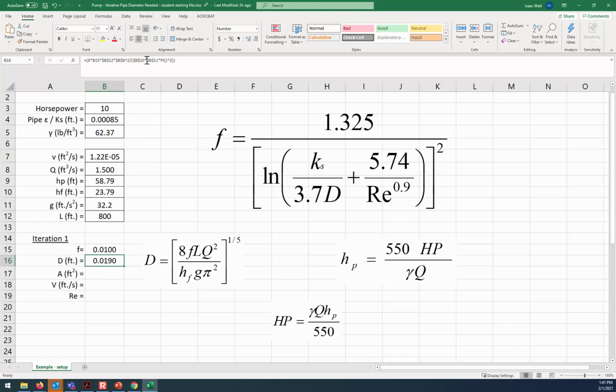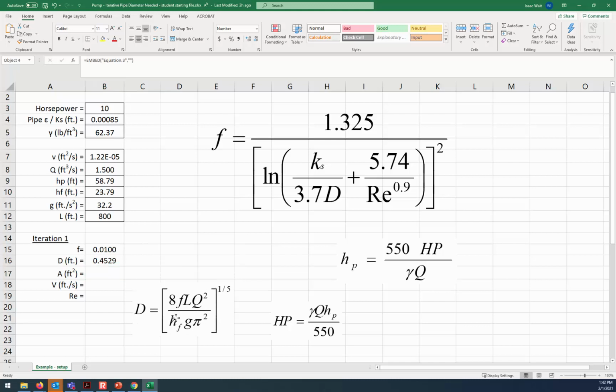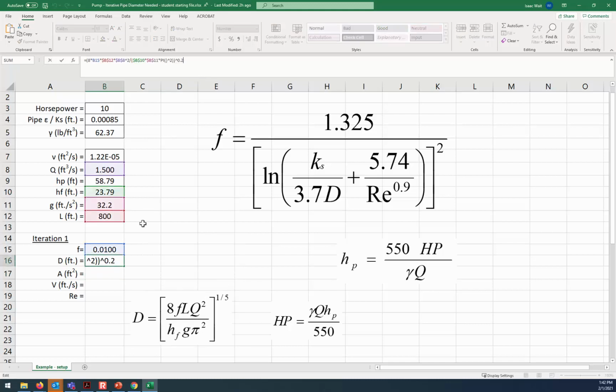Okay, so if that's my F value, I think I've typed in a mistake somewhere. So that should not be the value I get. Let's double check. 8 times F times length times Q squared. Oh, the 5th power. Good catch, everyone. Thank you. To the power of 0.2. That's more like it. I'm so glad that I have a bunch of smart students keeping me honest. All right. So just to reiterate what that formula is supposed to look like, it should be to the 1/5 power, which means to the 0.2 power.